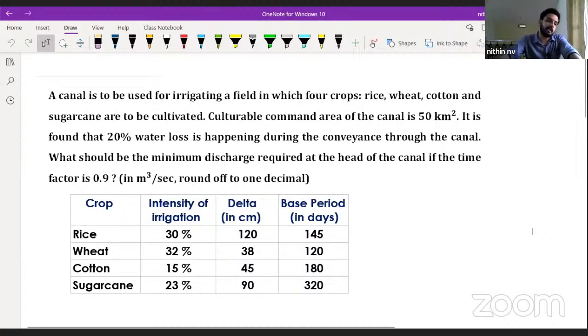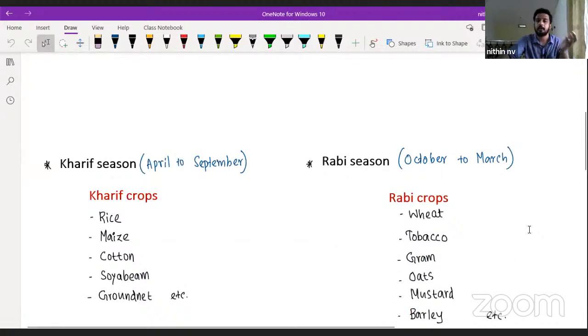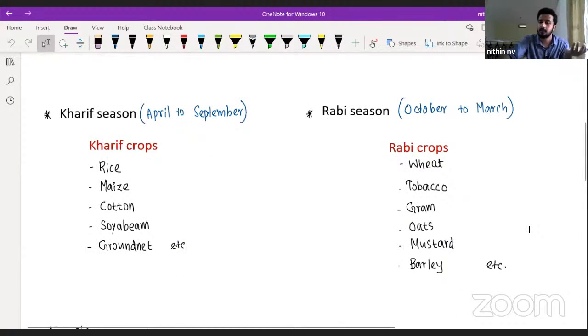Whenever we are designing a canal, we have to check in Kharif season how much quantity of water we should have, and in Rabi season how much quantity of water we should have. We have two crop seasons, Rabi season as well as Kharif season. No need to learn this month and all by heart. That is just for your understanding.